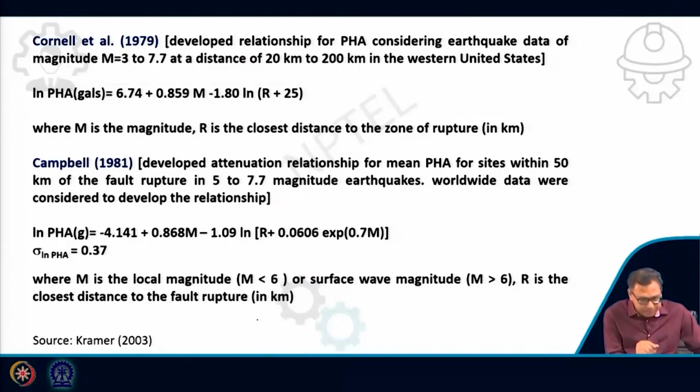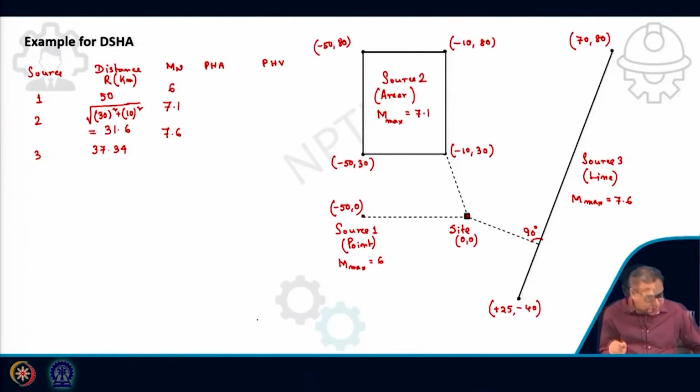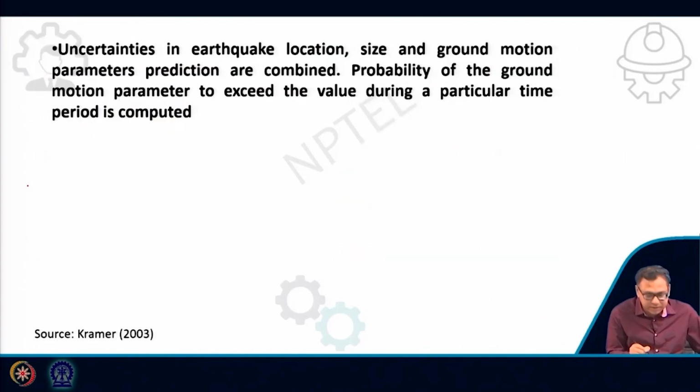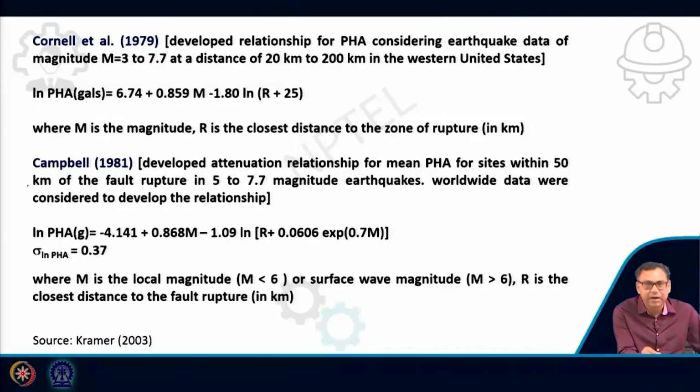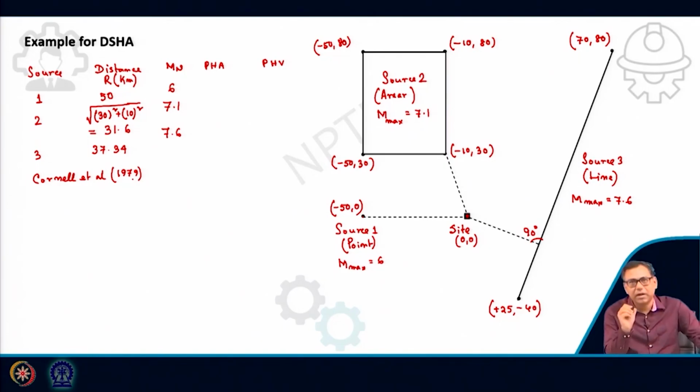But here I will use the Campbell magnitude scale. For site 1, if I use the Cornell et al. attenuation relationship, then I will show you only one particular site, and for the rest of the sites I will give you the values only.